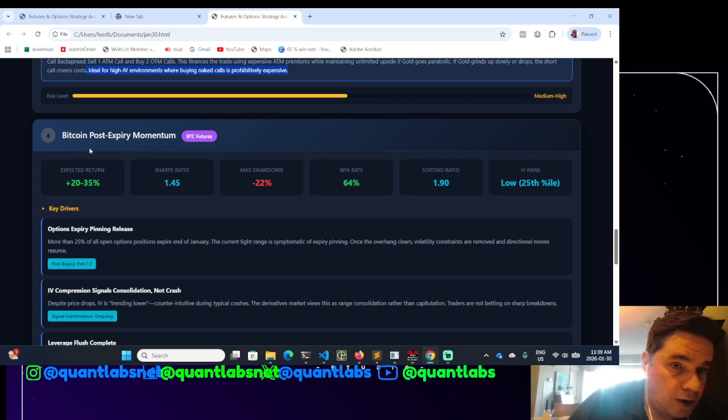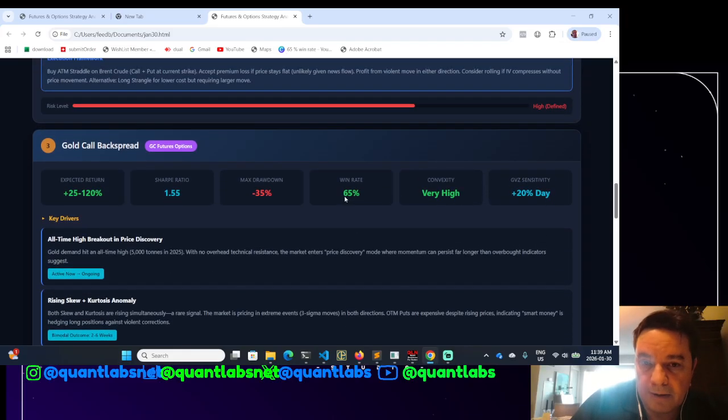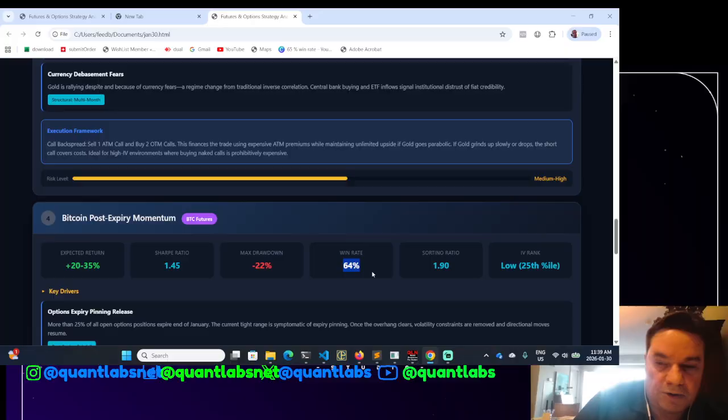So take a look at Bitcoin post-expiry momentum. Here we're getting a more conservative return, 20 to 35%. Sharpe ratio not as high, at 1.45. Max drawdown at negative 22%, with a win ratio of, I think that's higher, yeah, so it's in line with the gold trade: 64%, and a 1.9 Sortino ratio. And with the Sortino, it's taking out the risk of volatility.